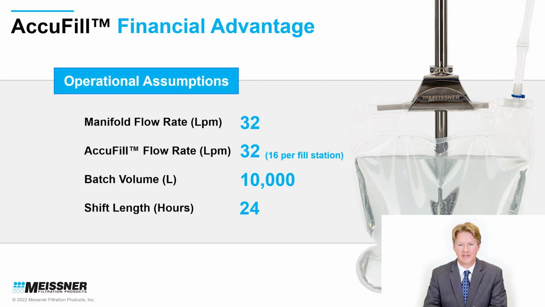For our filling operations, we are assuming that the flow rates for each system are equivalent: 32 liters per minute for the manifold system and 32 liters per minute overall for the AccuFill, which equates to 16 liters per minute for each of the 2 fill stations. We're assuming a 10,000 liter batch volume and performing filling operations around the clock, 24/7, which is how some of our customers operate.